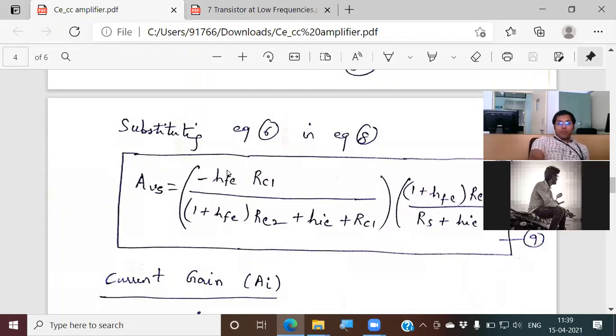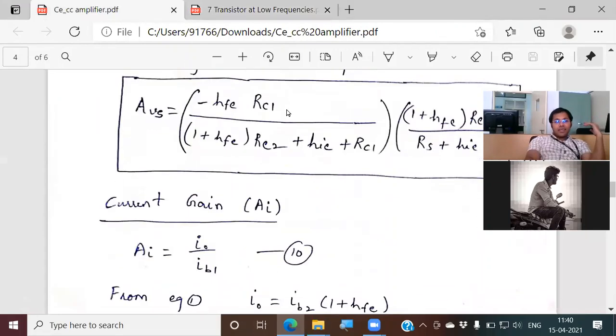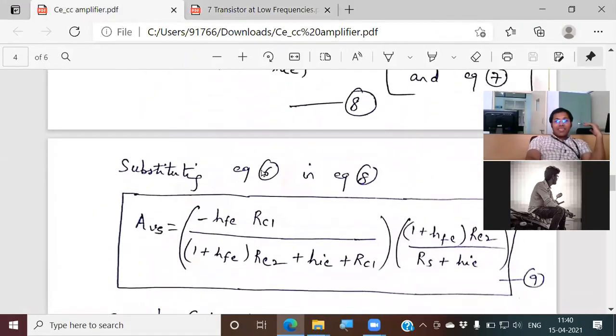Minus 154.4. Right. So what did we do in the last class? Last class we obtained the expression for AVS. This class we took a problem and solved it. In the exam they may give any circuit. Don't worry. Analyze that circuit, get the formula, put the values, solve. Finish your exam confidently and come out. So AVS we completed.